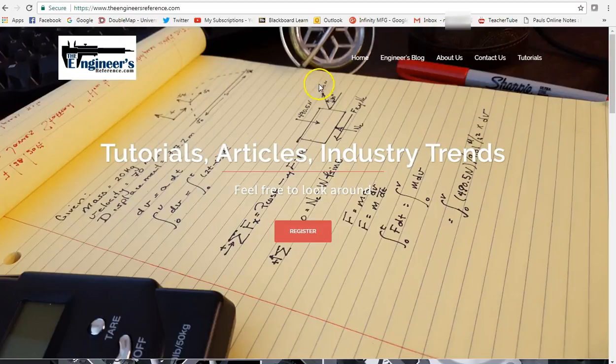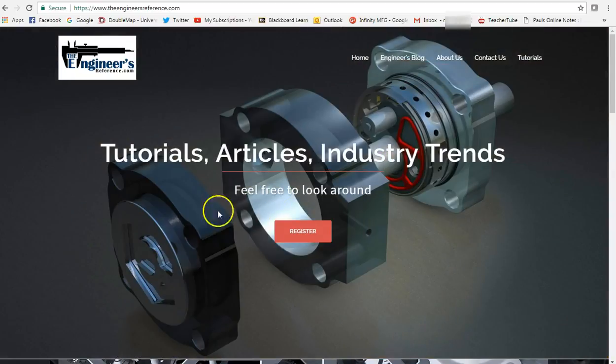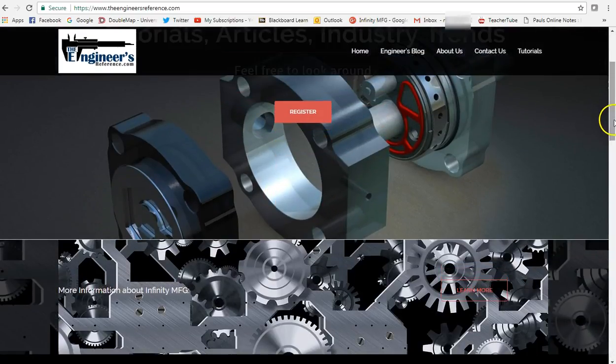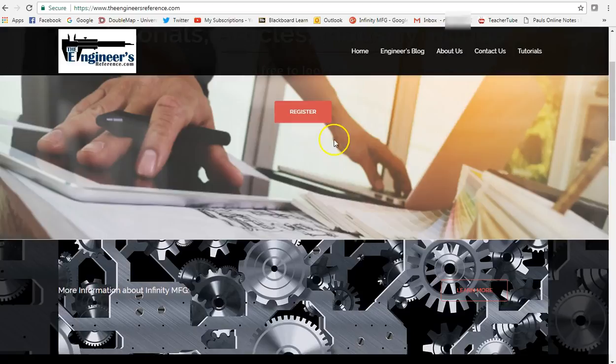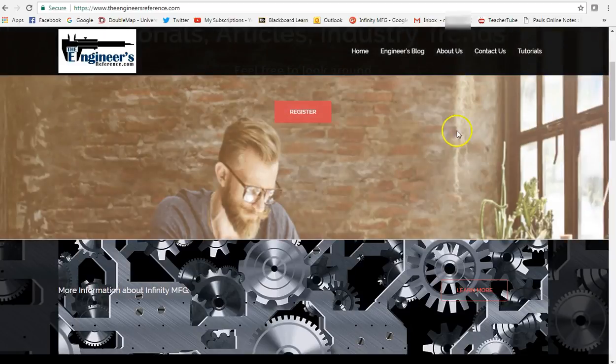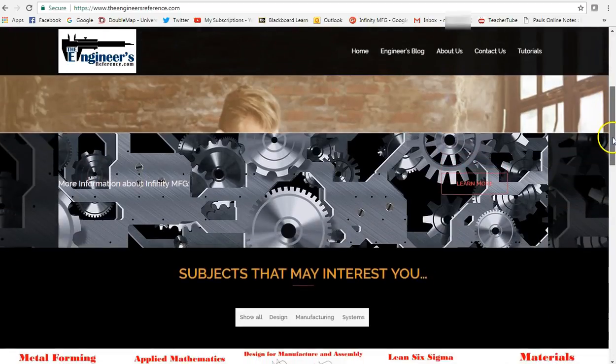So here we are on the landing page. There's a registration button that just goes to a contact sheet. If you want to stay up to date, you can fill this out. Give me any feedback, go to the register button and fill that out.